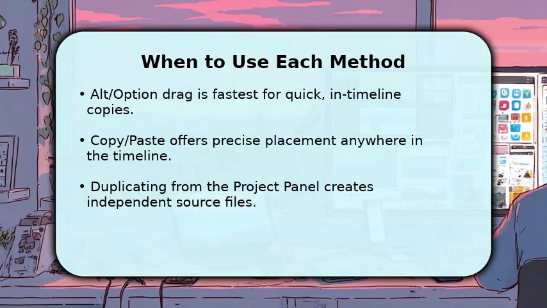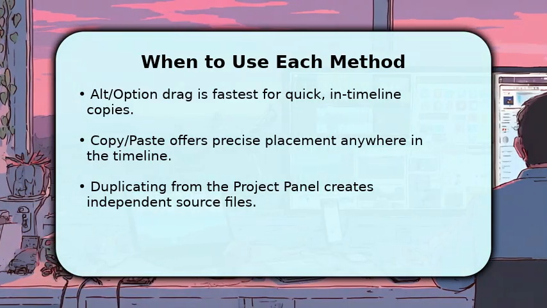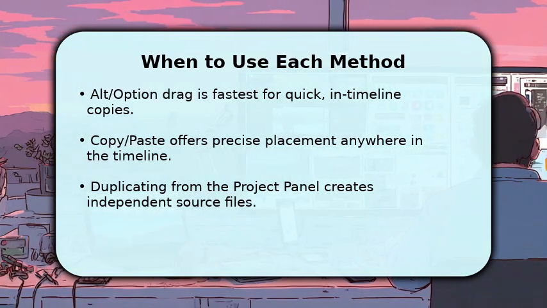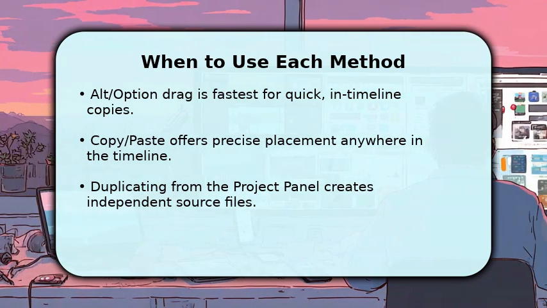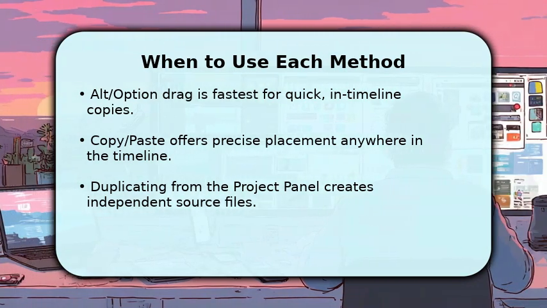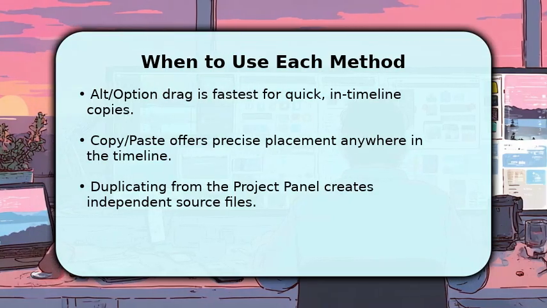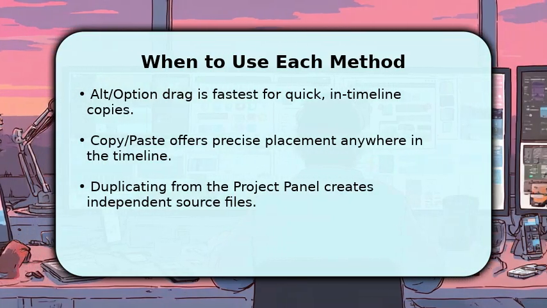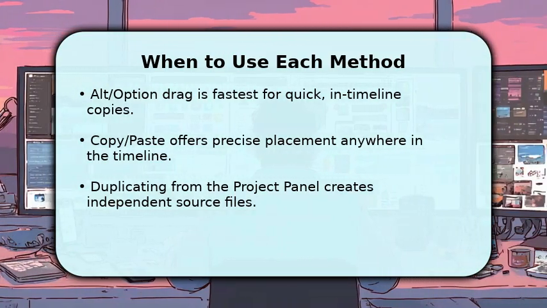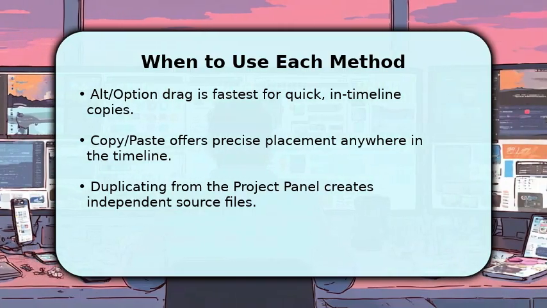So, when should you use each method? The Alt or Option drag is incredibly fast for making quick copies directly on your timeline, ideal for repeating short segments. Copy and paste gives you precise control over where the duplicate lands, perfect for inserting clips into specific gaps.